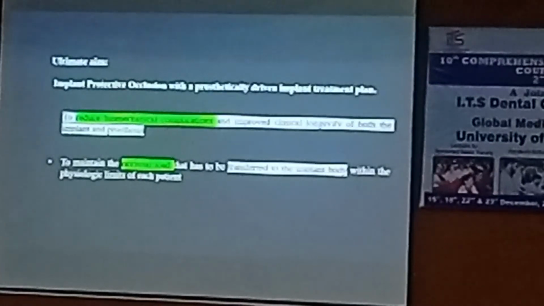See, this is the aim. That's what even Misch says. Aim is, it should be prosthetically driven, and you have to minimize the forces. This is what exactly Misch gave in action. Read it. If anything is not clear, please tell me.